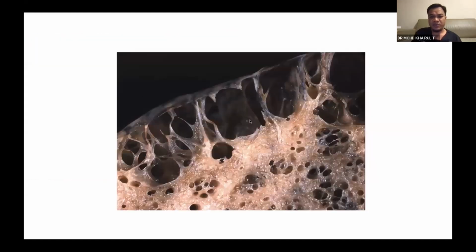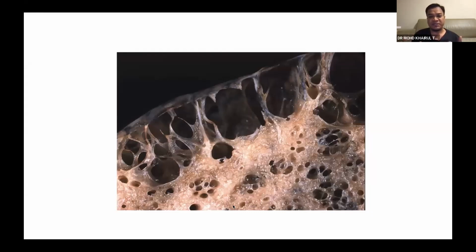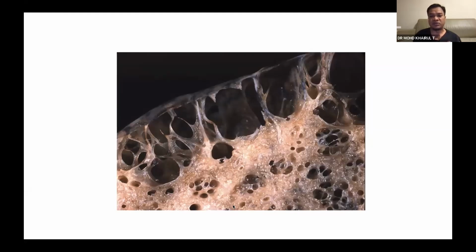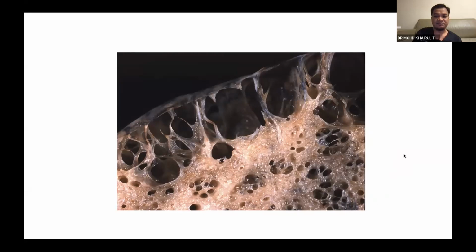So whenever you have a cavity or bulla in the parenchyma, with this pulling effect, the wall of that cavity and the wall of your alveoli become abnormal, very fragile and easy to rupture. So any change in the pressure will lead to rupture of this cavity and subsequently lead to pneumothorax.